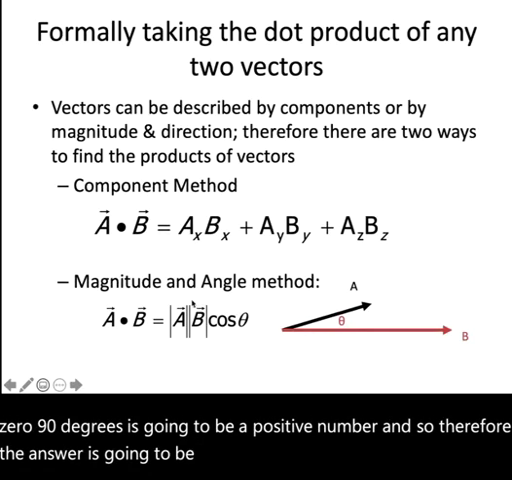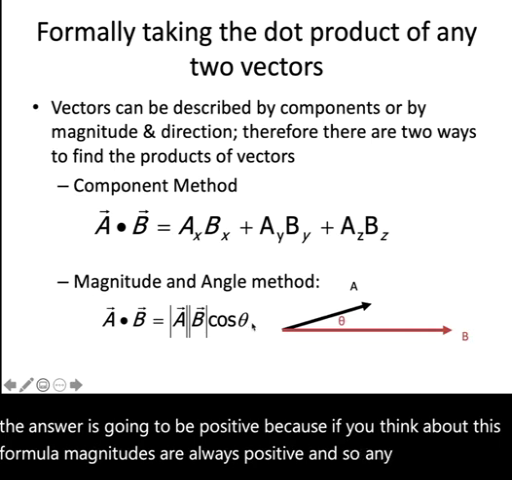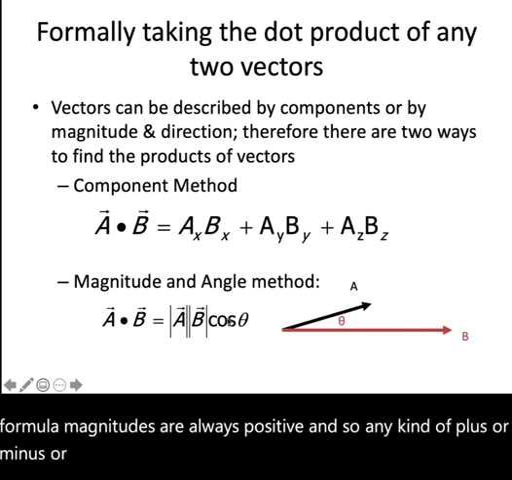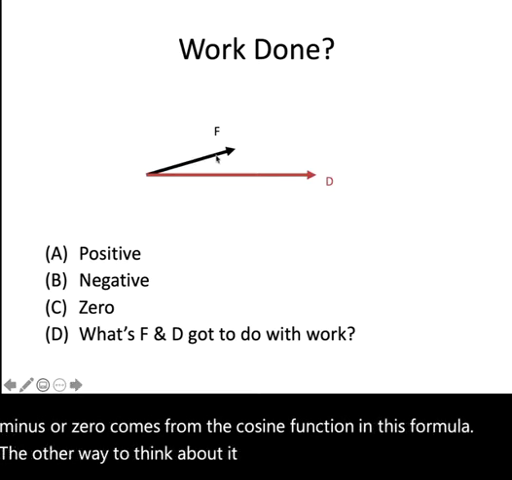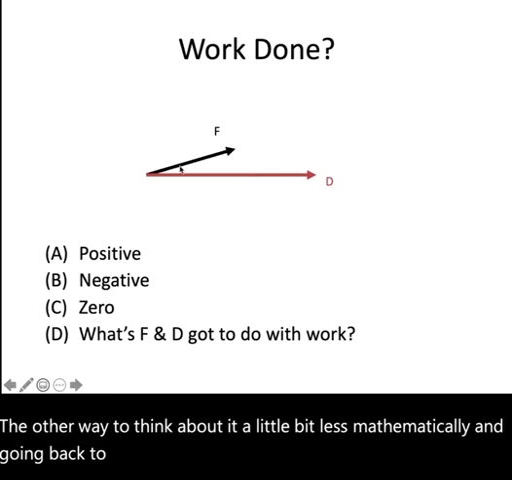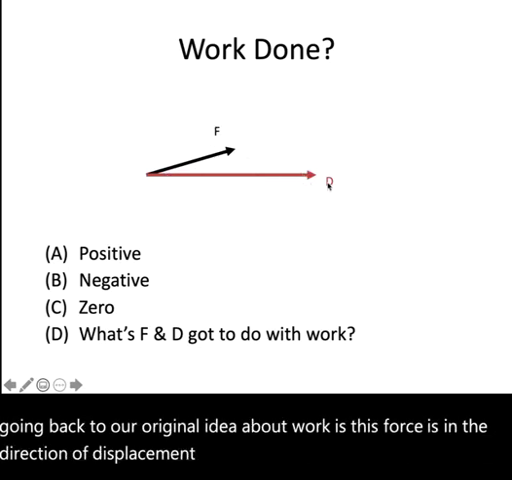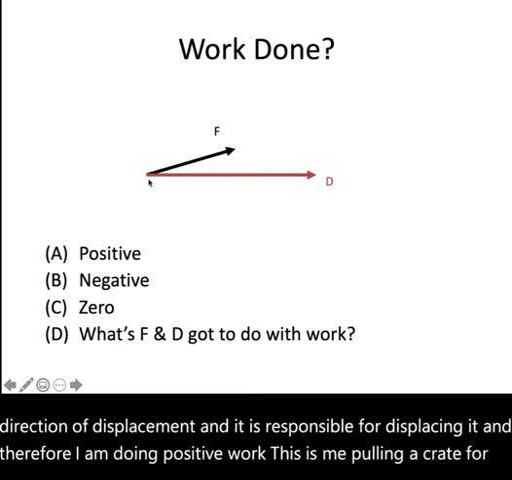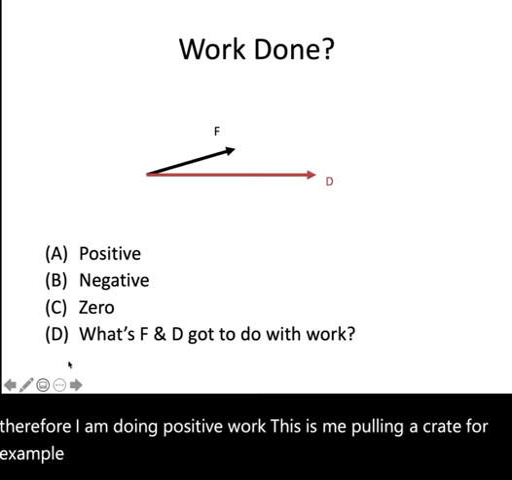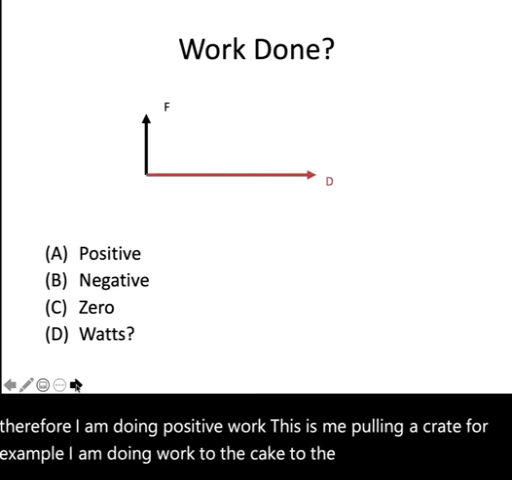Because if you think about this formula, magnitudes are always positive, and so any kind of plus or minus or 0 comes from the cosine function in this formula. The other way to think about it, a little bit less mathematically, and going back to our original idea about work, is this force is in the direction of displacement, and it is responsible for displacing it, and therefore I am doing positive work. If this is me pulling a crate, for example, I am doing work to the crate, and so positive kind of makes sense.